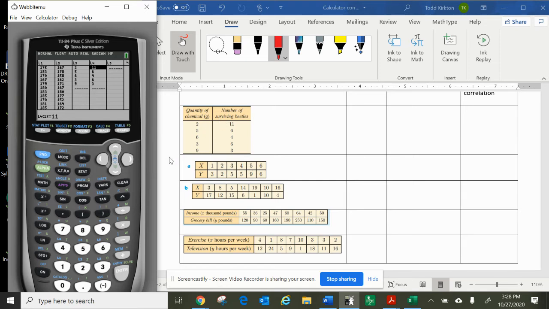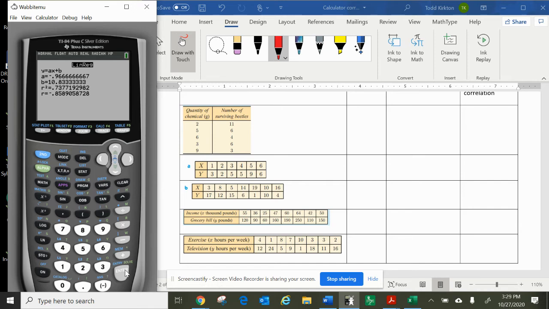Okay, same steps here again. So I got it in my list, only this time it's in list 3 and 4. I'm going to go stat, calculate, linreg, and this time I want it to be in list 3 and list 4. Everything else is the same. Calculate it. Now you're just going to answer the questions here.